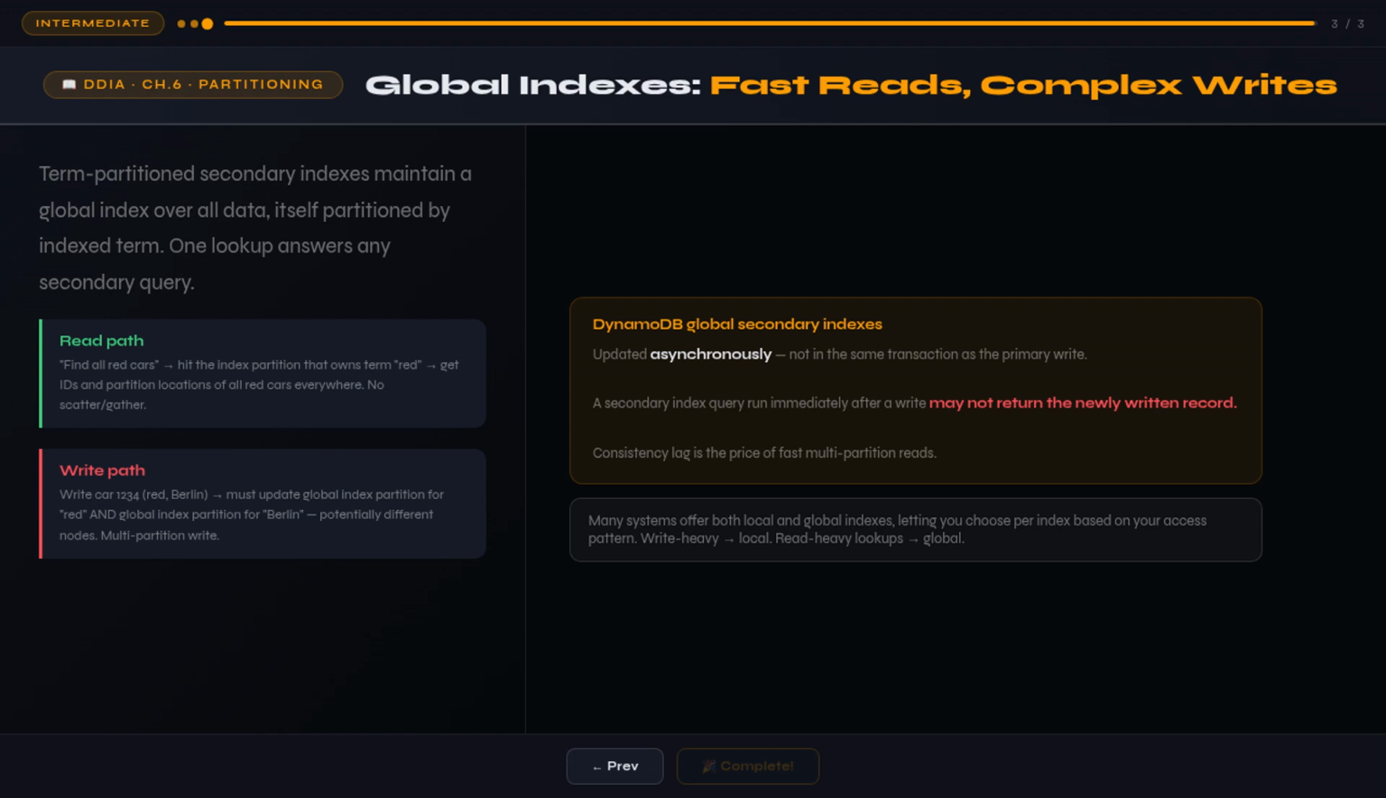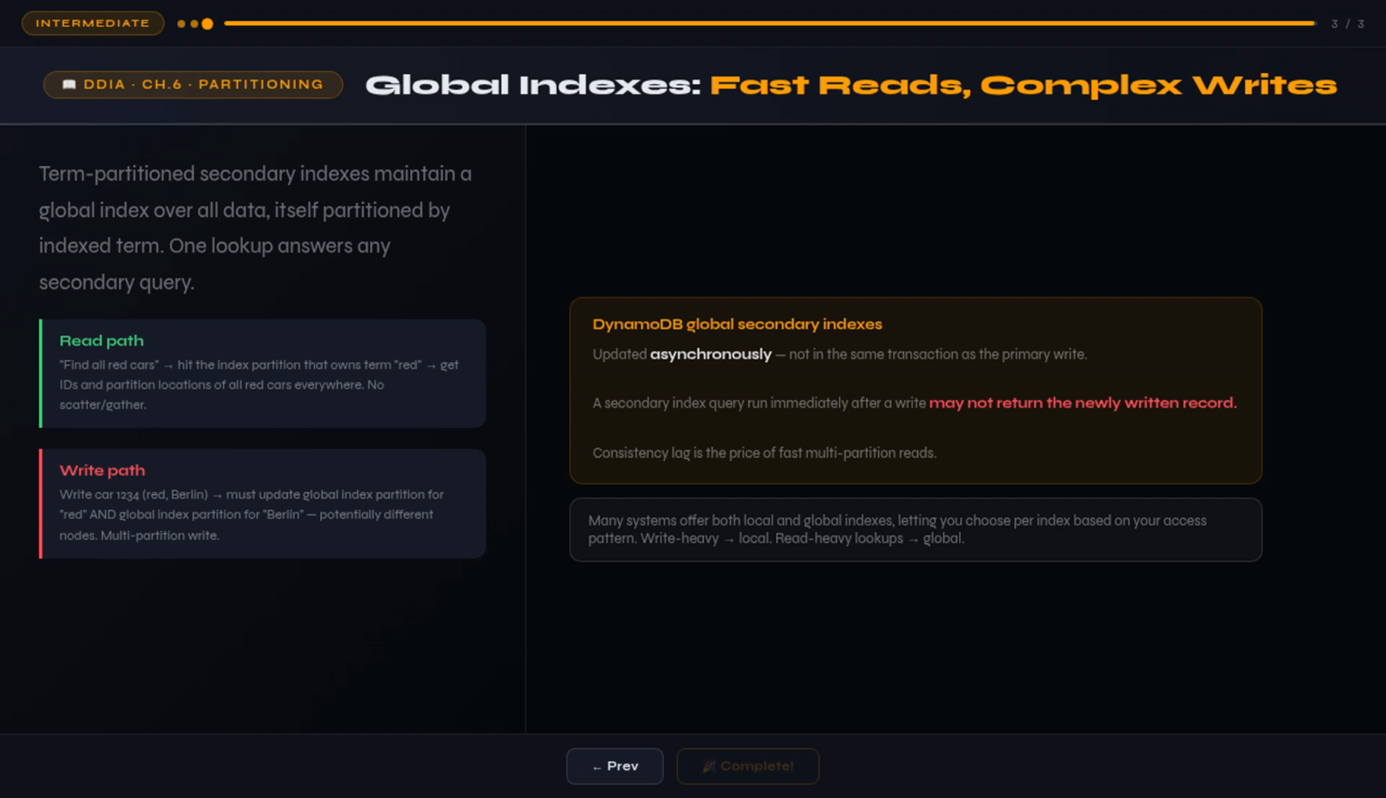When you write car 1234, red, Berlin, to partition 2, you now need to update the global index entry for red on whichever index partition owns that term, and the global index entry for Berlin on whichever index partition owns that term. Those index partitions may be on completely different nodes than your data partition. A single write now involves multiple partitions, potentially multiple machines, and coordination between them. This is why global secondary index updates are almost always asynchronous in practice.